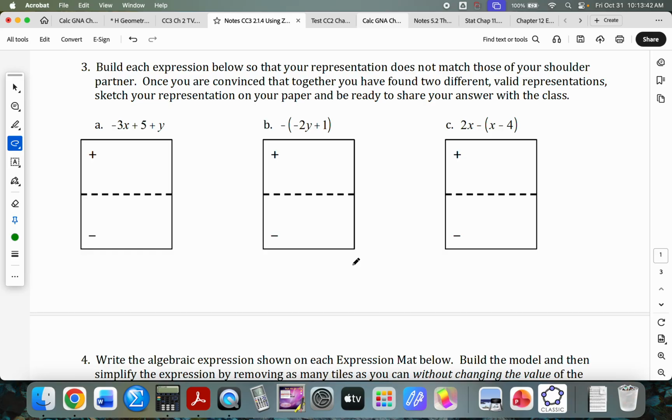Okay, so I'm going to call on a partnership to see how they did. So, desk 2, that's you two gentlemen. So, Sam, tell me what you did.